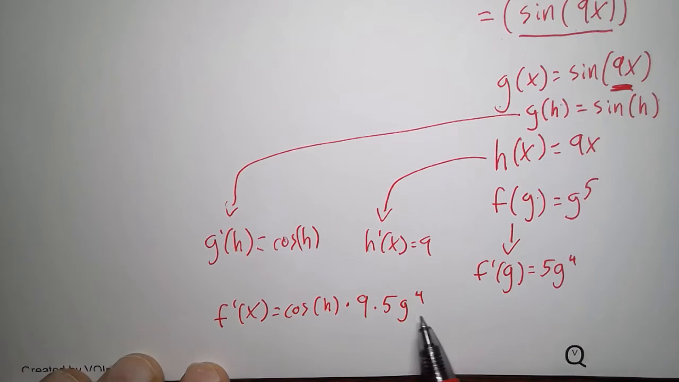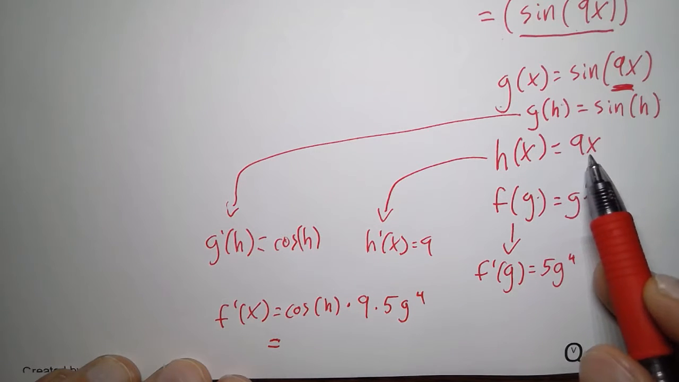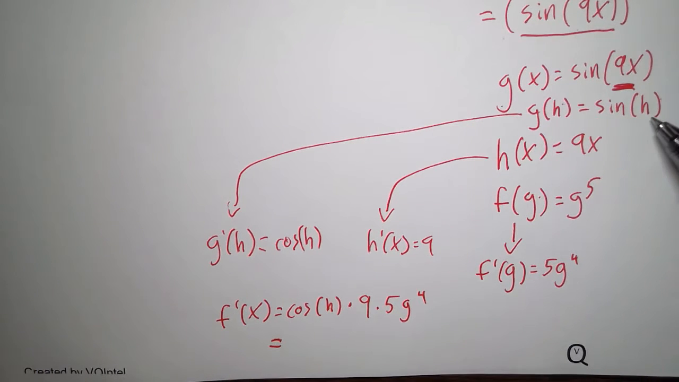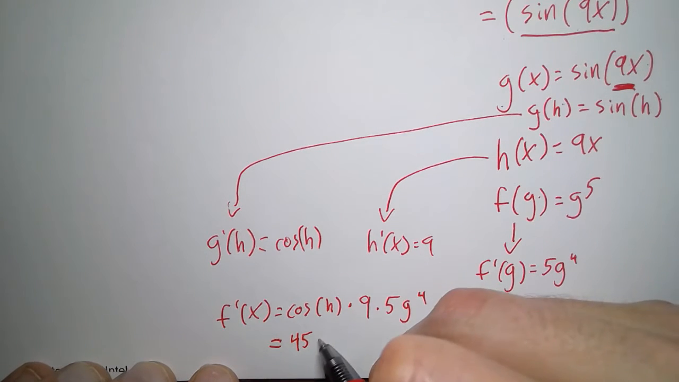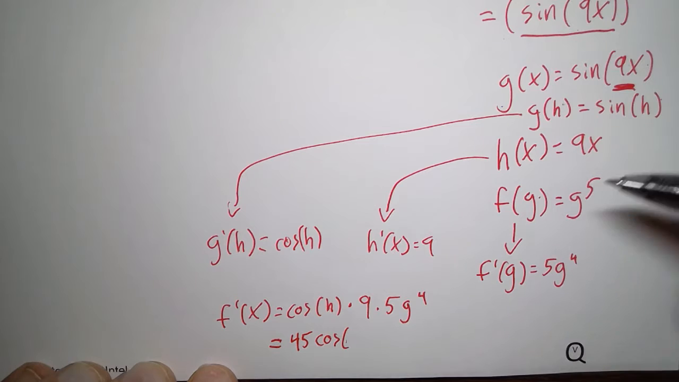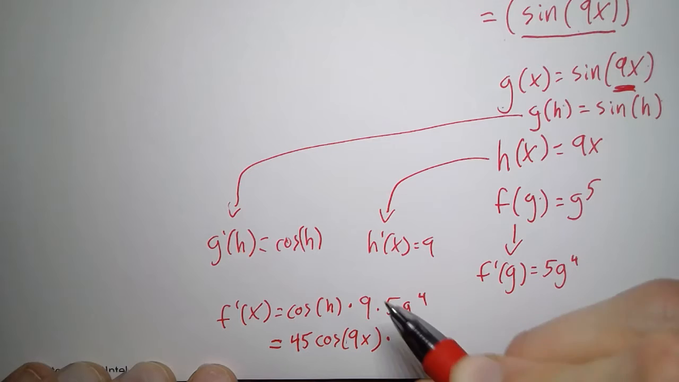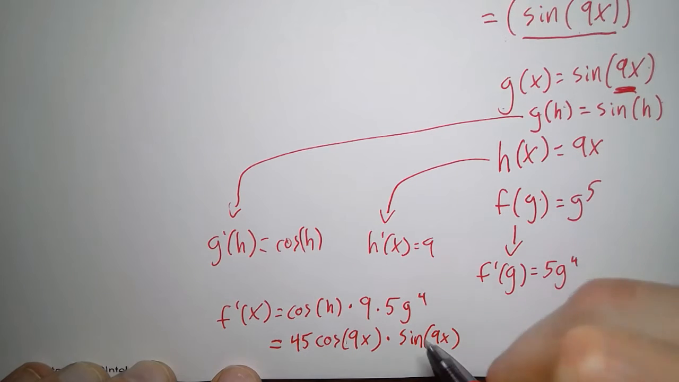Now what we have to do is we have to replace what h and g represent. So what is h? Well, h is 9x, so that's what's going to go there. What is g? Well, g is sine of h, but again, we don't want h, we want x again. So let's put the 9x back in that place. So we're going to have 9 times 5, we'll put the 45, those numbers go out front. Cosine of h of x, we're going to replace it with 9x, times, instead of g to the 4th, we're going to put sine of 9x to the 4th.